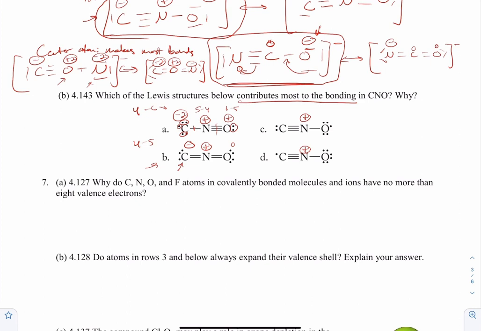They're going to be positively charged. Carbon wants 4. In this case, it has 2, 3, 4, 5, so it's going to have a -1 charge. And then this oxygen wants 6, and it's got 2, 3, 4, 5, 6, actually. So in this case, this is 0.